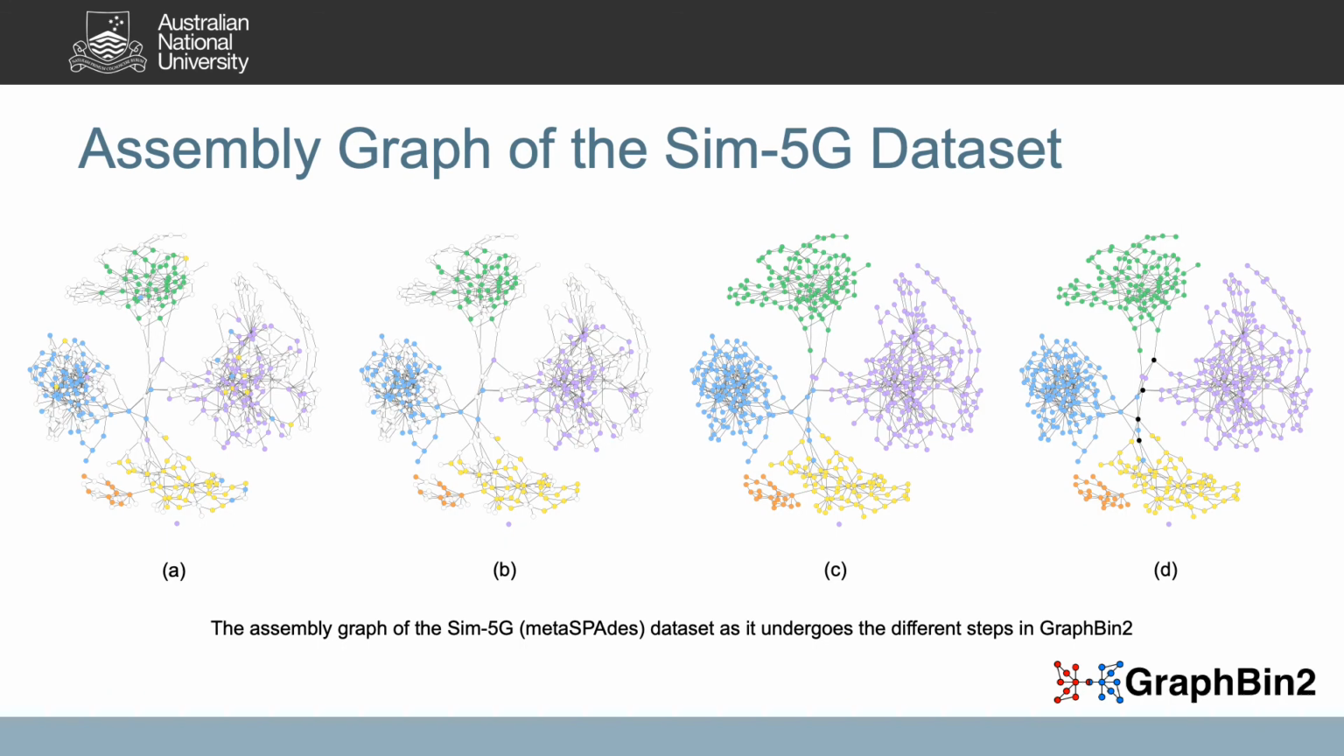We will see how the assembly graph of the Sim5G dataset assembled using metaSPAdes undergoes refinement in GraphBin2. Figure A shows the initial labeled assembly graph obtained using MaxBin2. You can see that many contigs are not labeled. Figure B shows the assembly graph after refining unsupported and inconsistent vertices. Figure C shows the assembly graph after propagating labels. Almost all the contigs have been labeled by GraphBin2. Figure D shows the multi-label vertices marked in black.